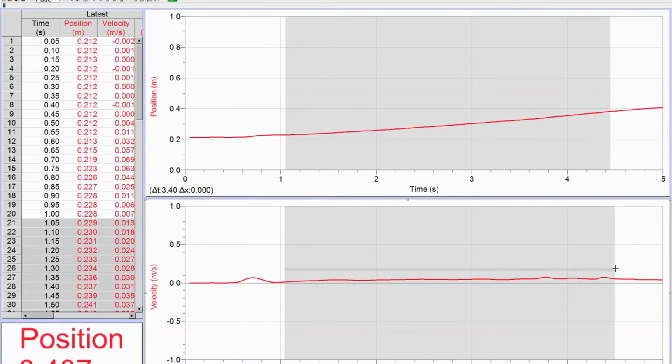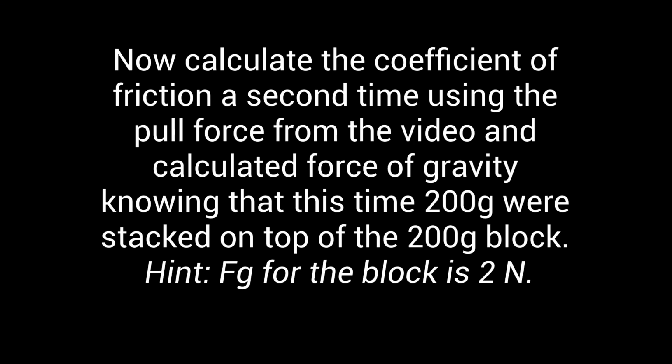So again, that means my speed is constant. That means that however hard I was pulling forward was matched by the force of friction backwards. There was no acceleration because we have this constant velocity.